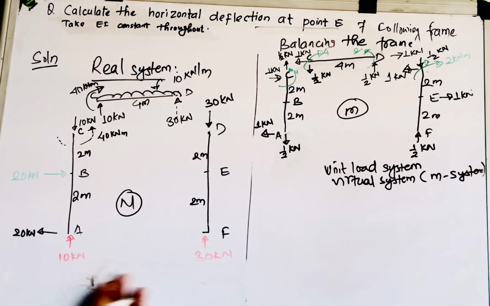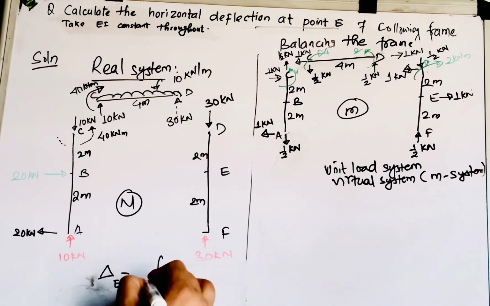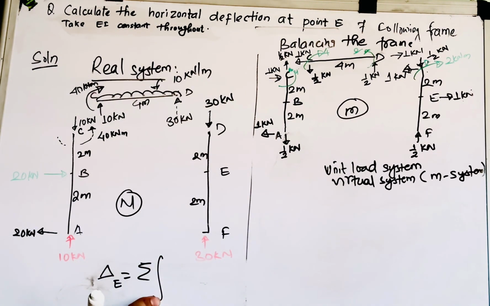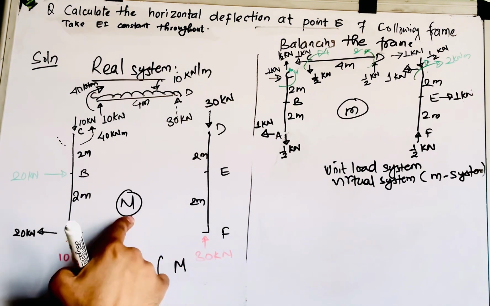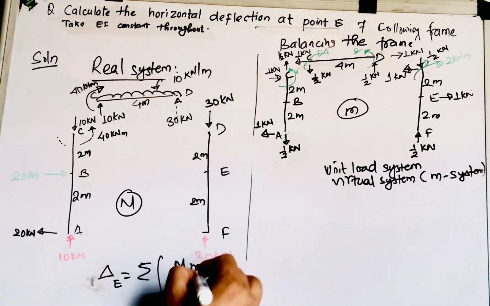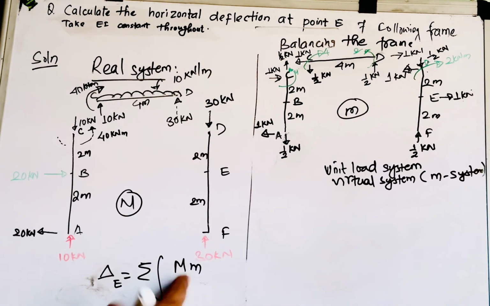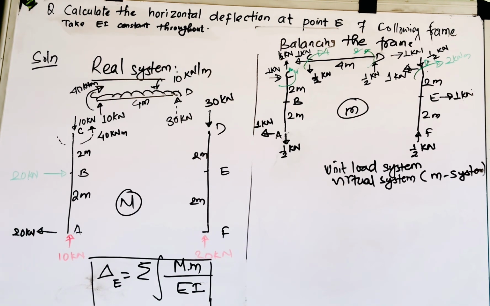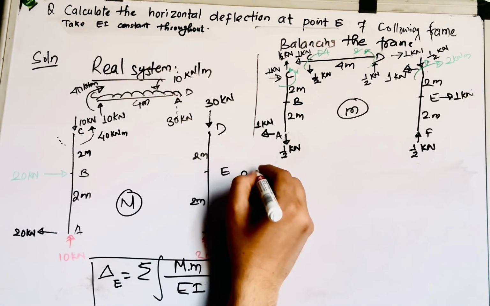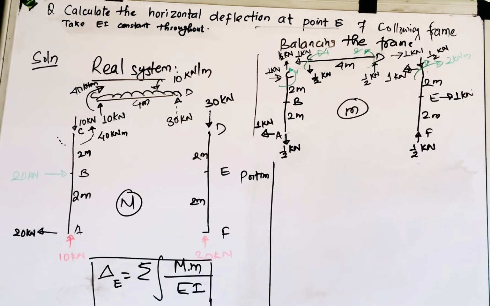Now the formula is very easy, that the deflection at this point E will be, in this system, the summation of the moment of the real system and the moment of the virtual system divided by EI. So for the integration, let us try to write the moment in the equation form so that we can generalize it and make the equation, right? This is a portion.